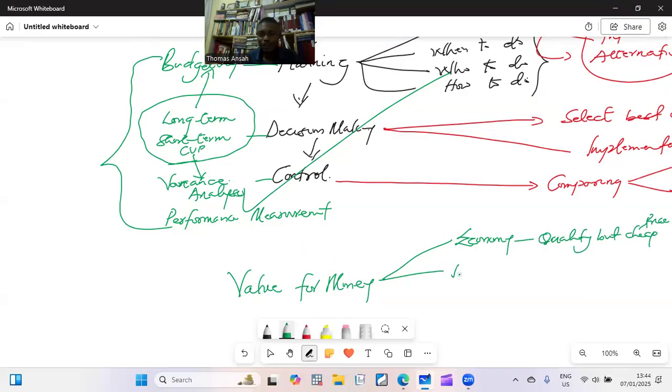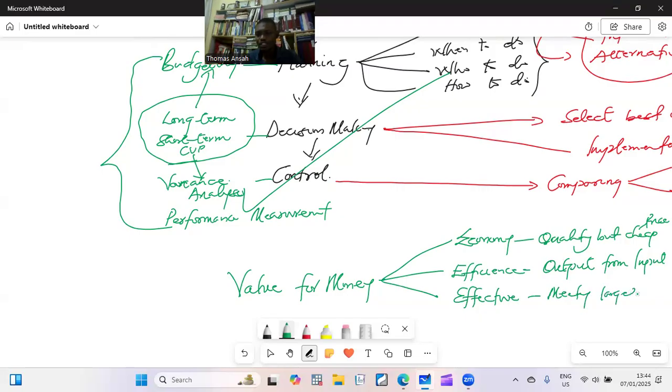Then we say that you have to be efficient with those quality resources that you bought at a cheaper price. So we are saying give us more output from the little input. If you do that, then you will be effective, which simply means that you are meeting your target, all right? So if you say somebody is effective, then the person is meeting target. So these are what we do.